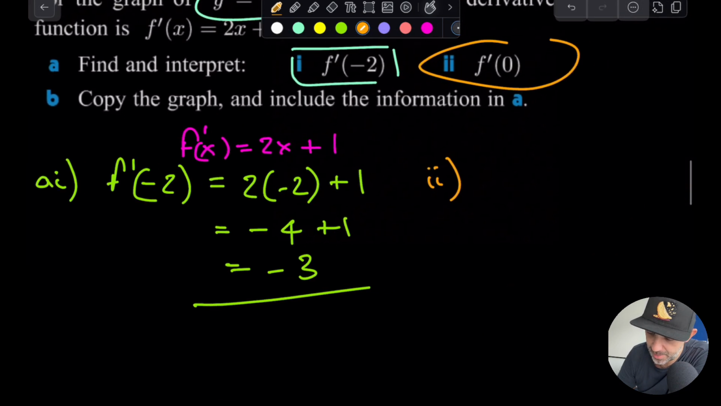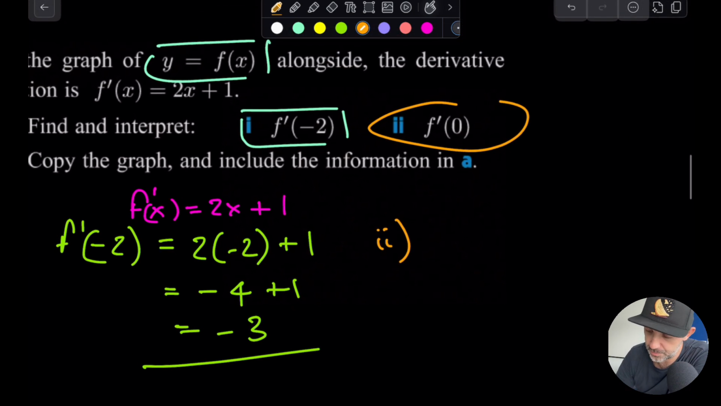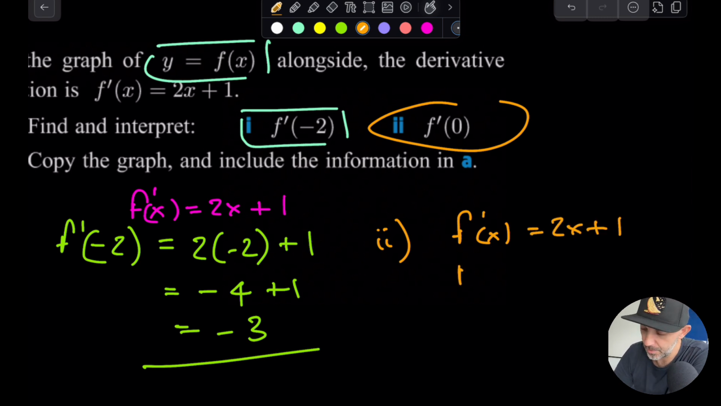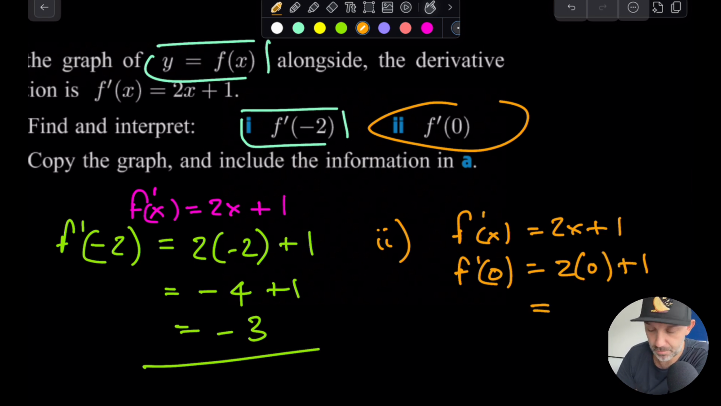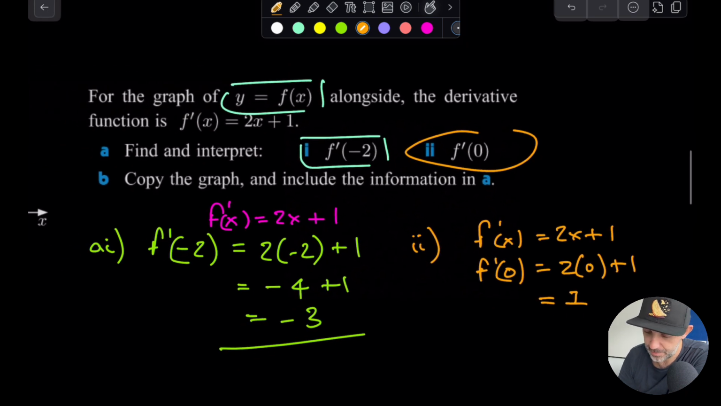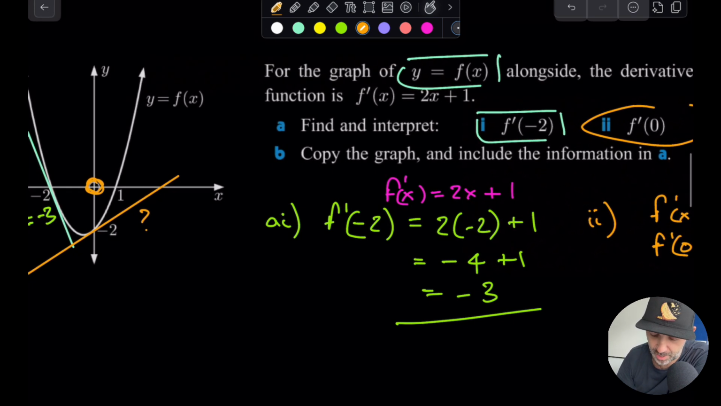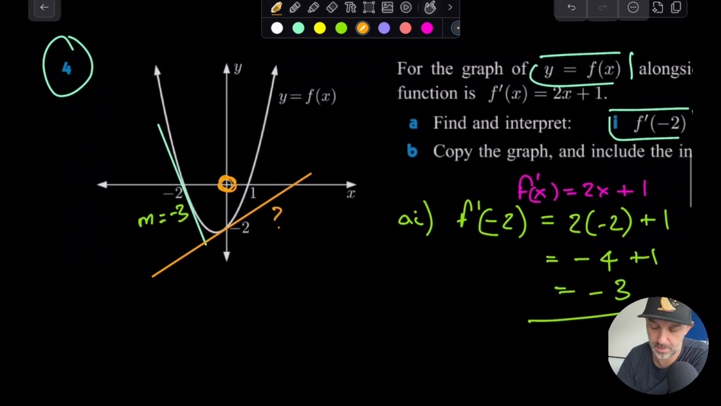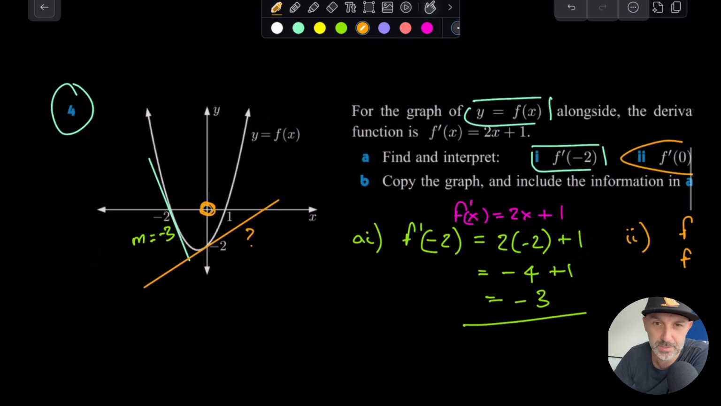Now we don't need to do anything else other than substitute 0 into the gradient function. So again, the gradient function is this value. So when we substitute 0 into this expression, we would simply get 2 times 0 is 0 plus 1. Okay, so the gradient at that point is 1. It says copy the graph and include the information in A. I've pretty much drawn this information on the graph, so I'll just end the video there.